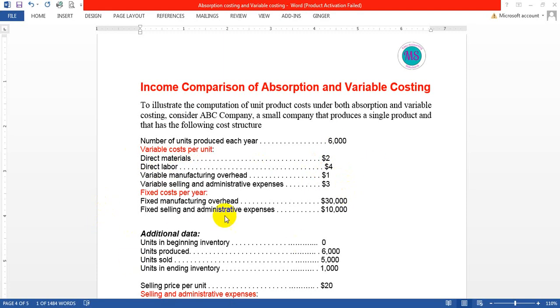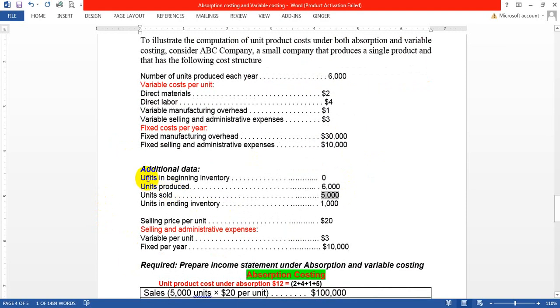Now the additional data is given here: units in beginning inventory 0, units produced 6,000, units sold 5,000, units in ending inventory 1,000. Obviously, if we are producing 6,000 units and selling 5,000, what is on my hand? 6,000 minus 5,000 is 1,000. It means in ending inventory I have 1,000 units.